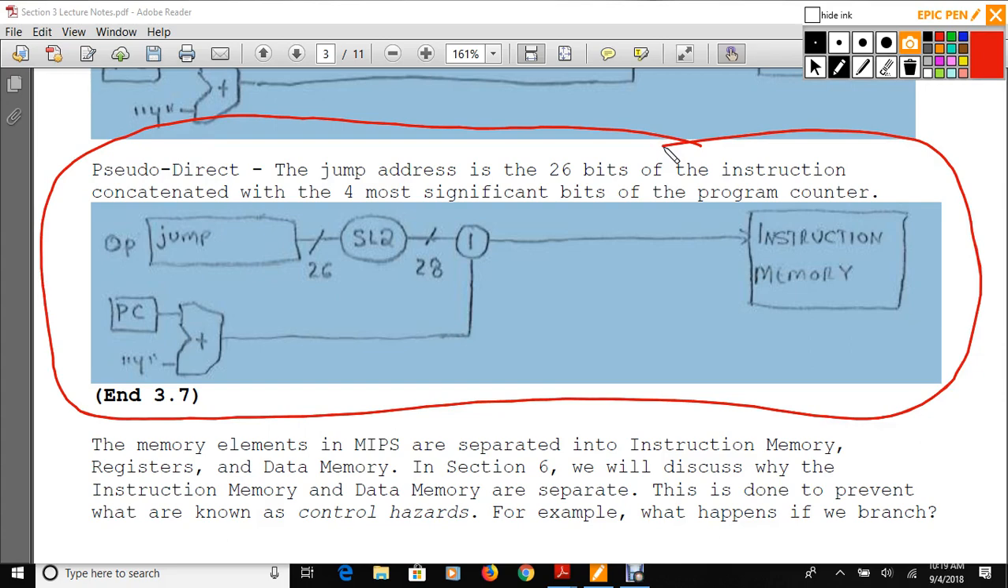All right, so let me read it so we can formally define. The jump address is the 26 bits of the instruction concatenated with the 4 most significant bits of the program counter. So we just basically duplicate that value.